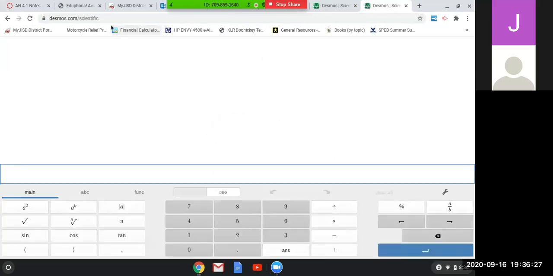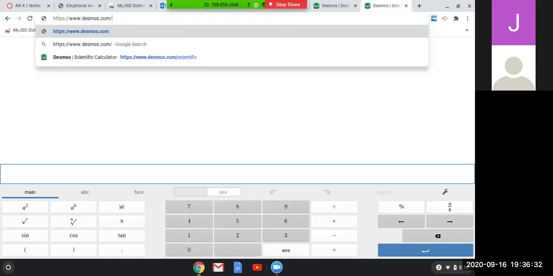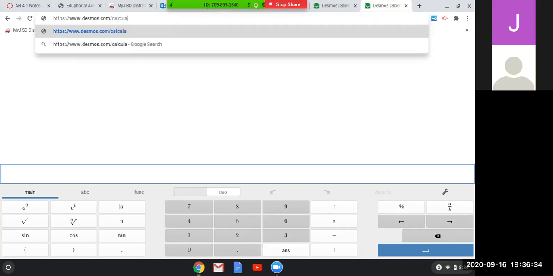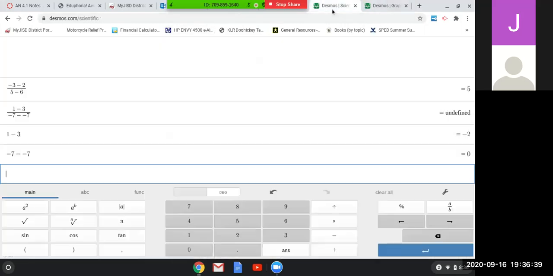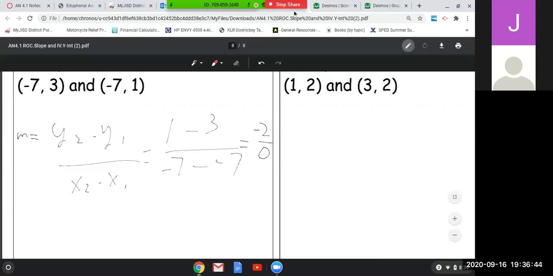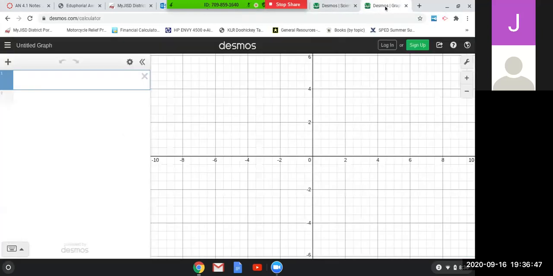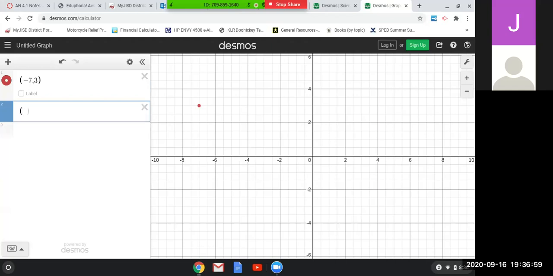That's not what I wanted. I didn't want the scientific calculator. That's okay. I'm going to just go to desmos.com/calculator, which is the graphing calculator. And to plot points, I just simply put those points in there. So I'm going to plot the point negative 7, 3 and negative 7, 1. So I'm going to plot -7, 3. There it is, right there. Now I'm going to plot -7, 1.